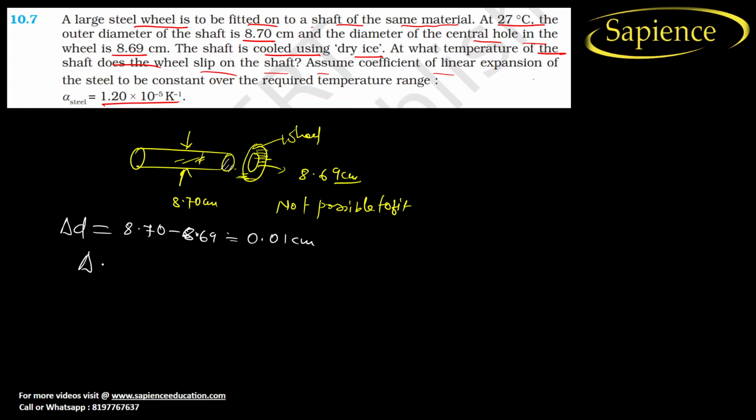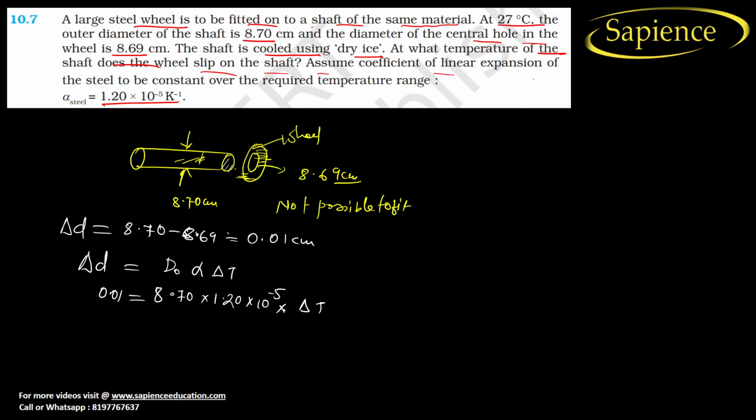Now change in diameter is equal to original diameter into alpha into delta t. Now original diameter was how much? 8.70. So we can put here 8.70. Change in diameter is 0.01. This will be into alpha. So the value of alpha is 1.20 into 10 to the power minus 5 into change in temperature.